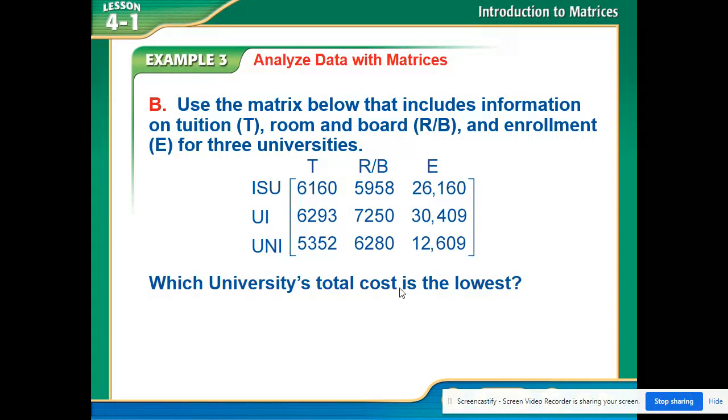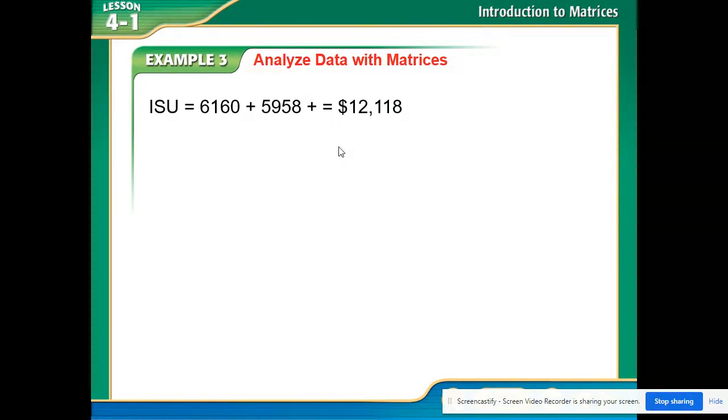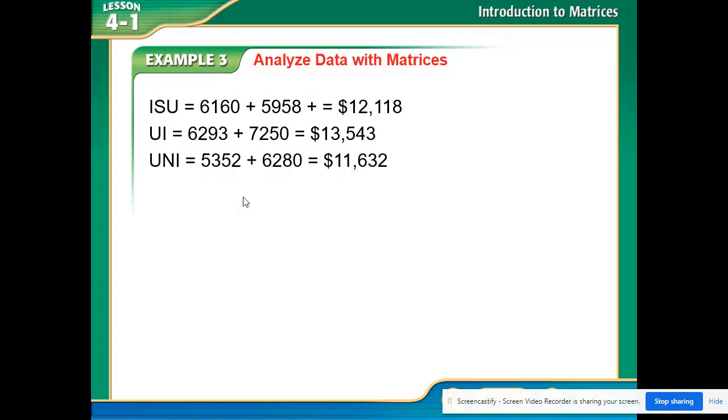Which university total cost is the lowest? Now, total cost would be the tuition and the room and board. Enrollment obviously does not really particularly matter in terms of the cost. So we're going to add these 2 columns together. So we have to do 3 different little equations: the first row, second row, and third. Iowa State is 12,000, University of Iowa is 13,500, and Northern Iowa is 11,600. So Northern Iowa is obviously the cheapest.